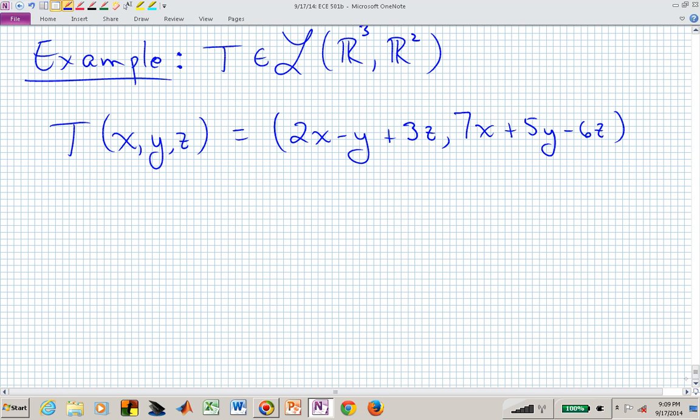Let's say that that's the definition of this linear map. For a given point x, y, z in 3 space, we can find the 2 coordinates in R2 determined by this particular linear combination of the point x, y, z.